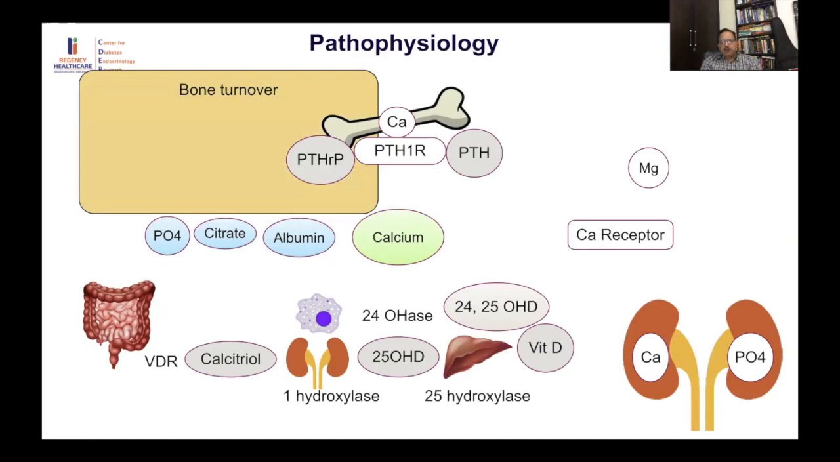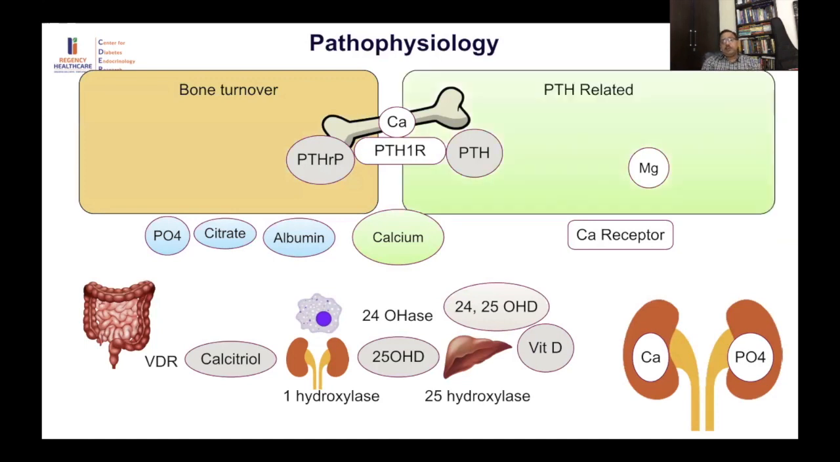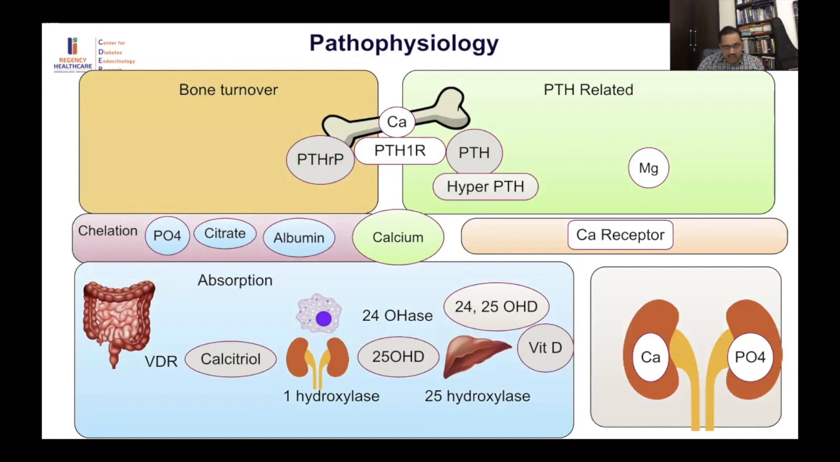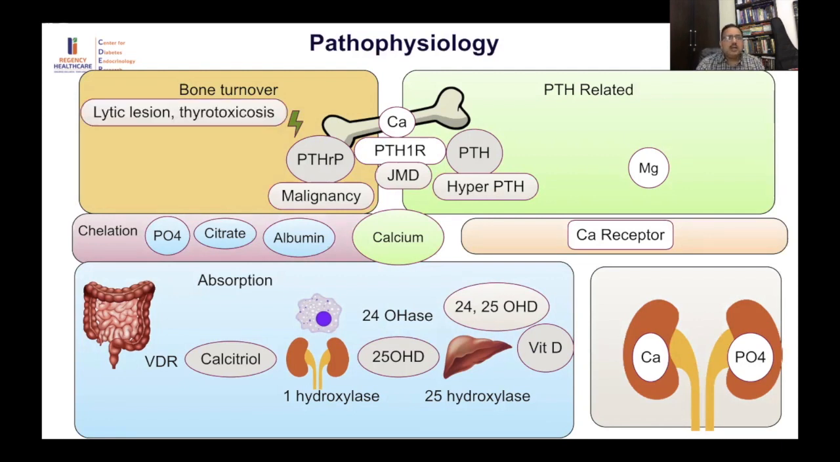So these can happen because of problems in bone turnover, problems in PTH, absorption, renal functions, chelation, and calcium sensing receptor. So if we talk about hypercalcemia, it can be because of high parathyroid hormone, malignancy causing PTH-RP production. We can have a rare situation in which the PTH1 receptor is hyperactive, called Jansen's metaphyseal dysostosis. There could be a problem in which there's a lytic lesion in the bone causing calcium to release. There could be thyrotoxicosis, which can also cause hypercalcemia. Use of drugs like vitamin A, retinoic acid can also cause increased bone resorption.